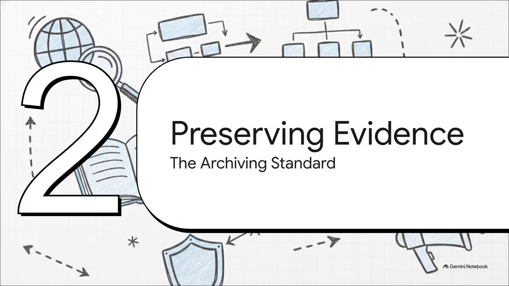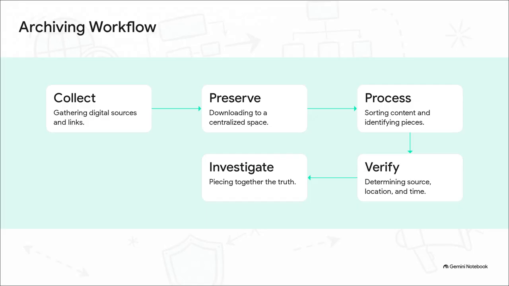Moving on to step two. Preserving digital evidence, the archiving standard. So simply finding the data? That's just not enough. Online evidence is incredibly volatile. A suspect can delete a post in a matter of seconds, right? This brings us to the standard archiving process created by top investigative groups like Bellingcat and the Syrian Archive. The flow goes collect, preserve, process, verify, and then investigate.